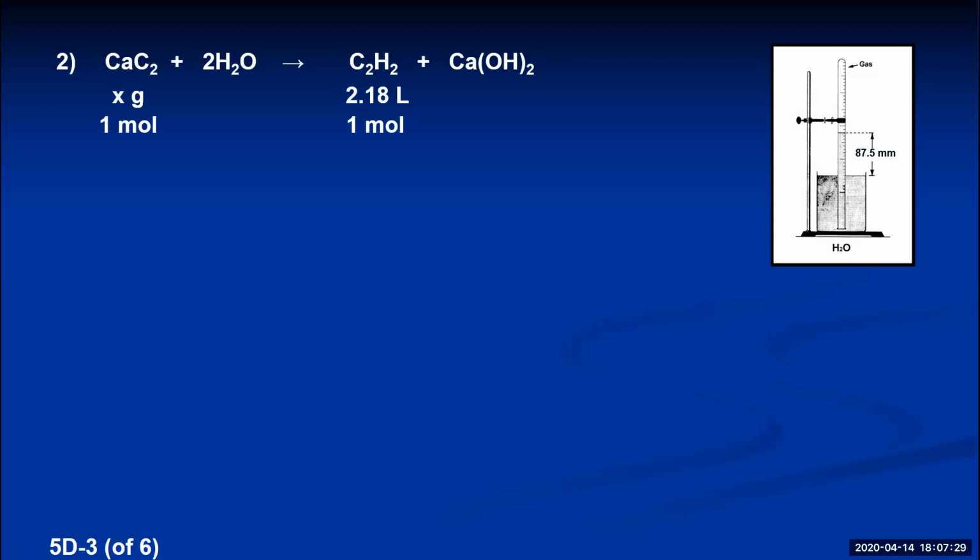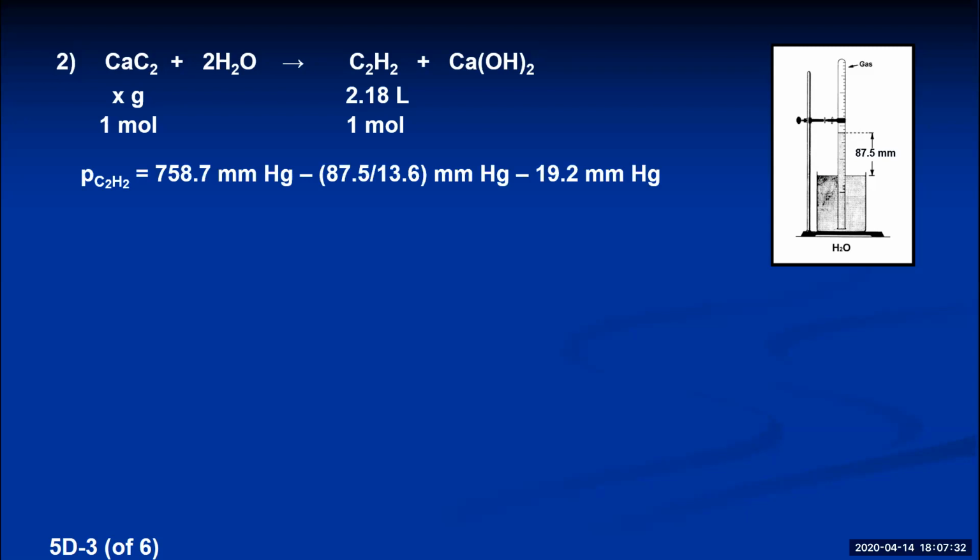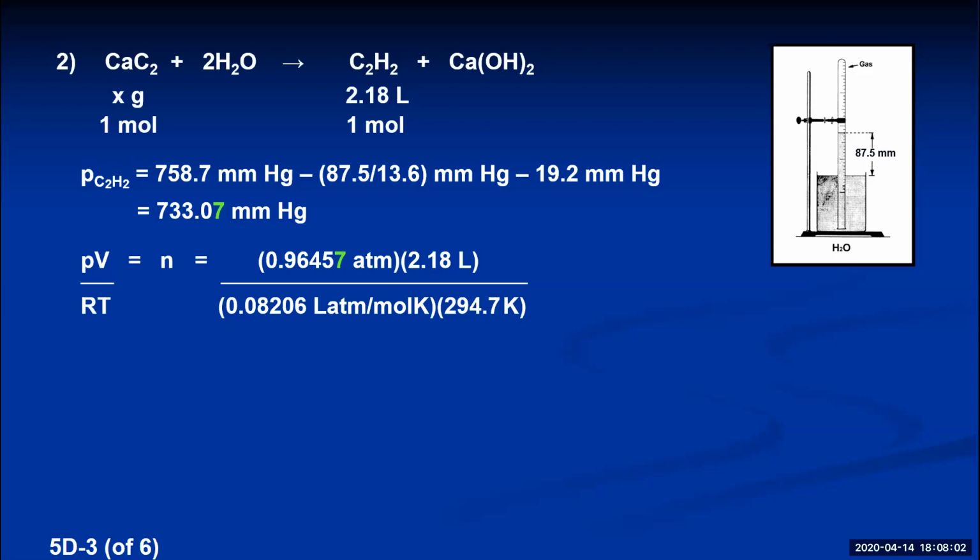So to calculate the pressure of the dry acetylene gas, we take atmospheric pressure, subtract the difference in levels of water divided by 13.6 to convert it into millimeters of mercury, and then subtract the pressure of the water vapor that is evaporated into the eudiometer, and this comes out 733.1, or 733.07 millimeters of mercury with a guard digit. Now we know the volume, the temperature, and the pressure of the acetylene gas, so we can solve for the number of moles of acetylene gas with the ideal gas law equation.